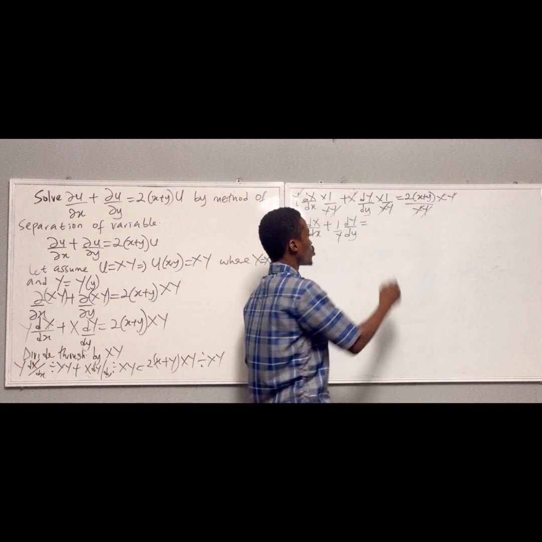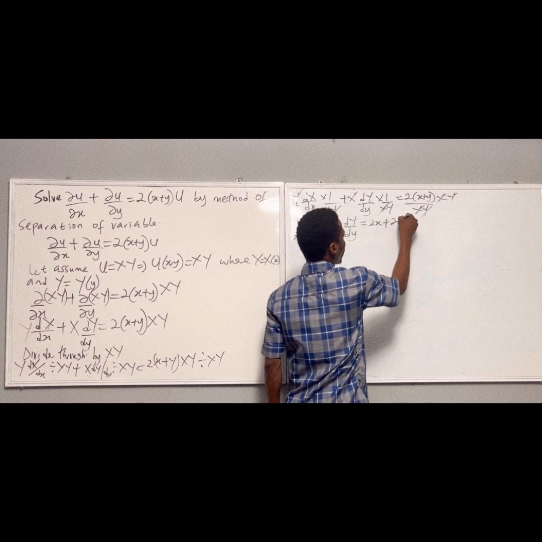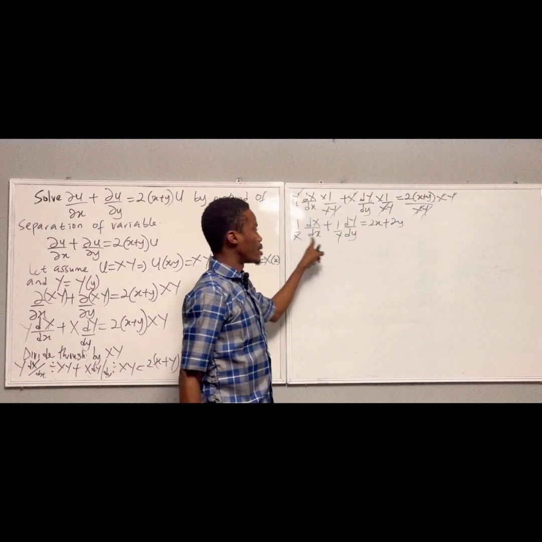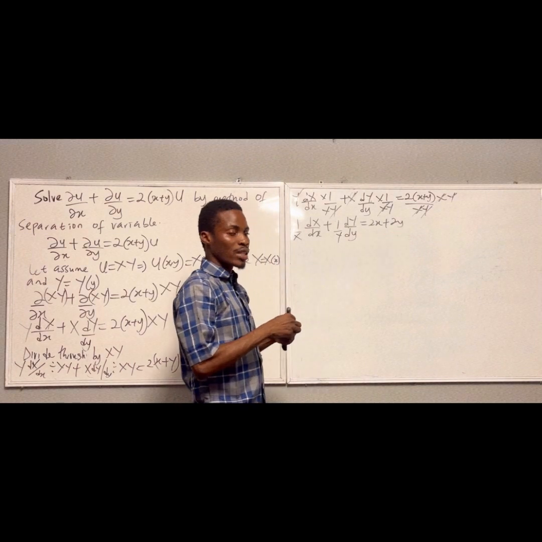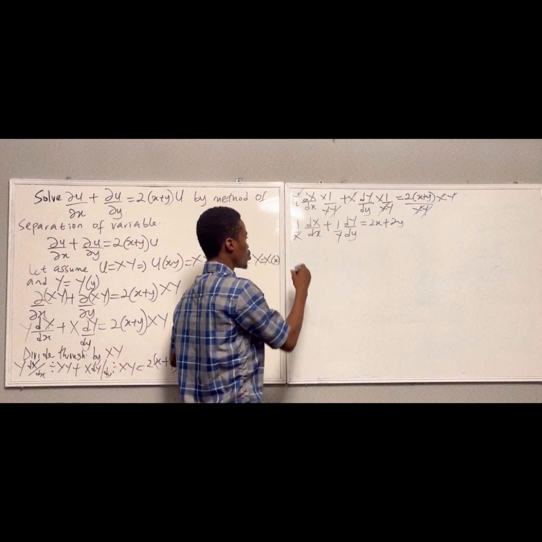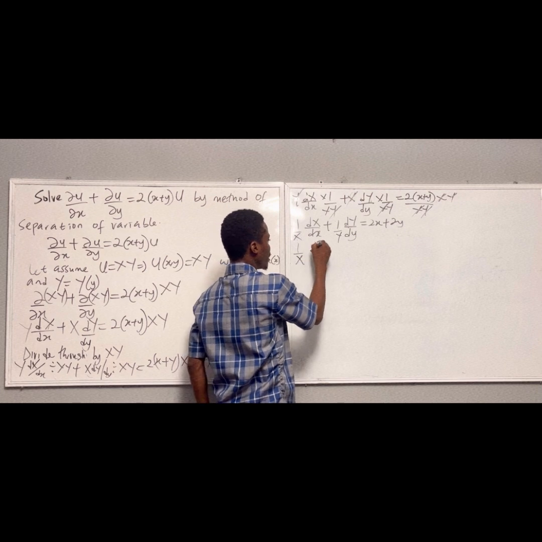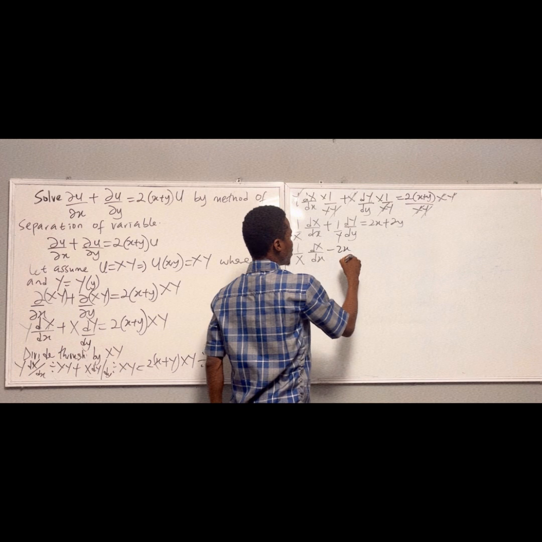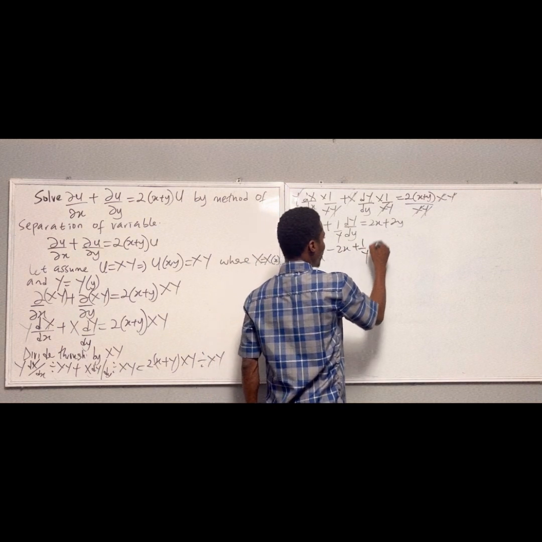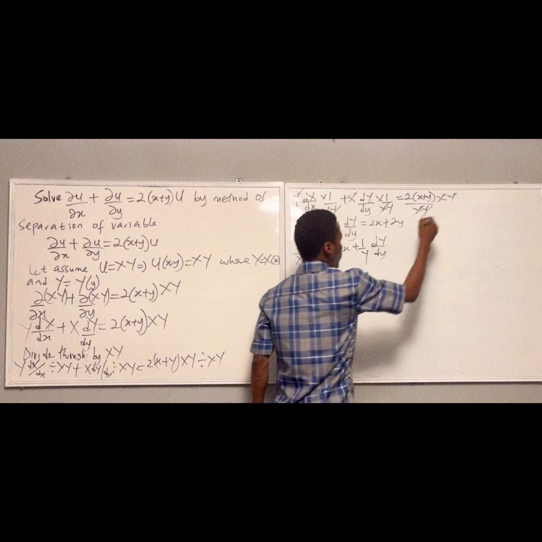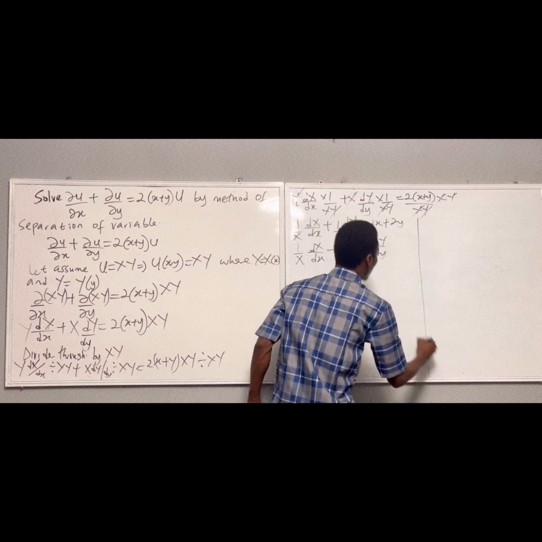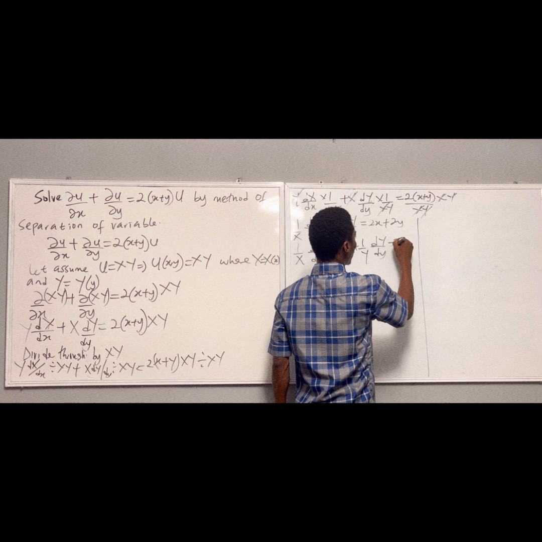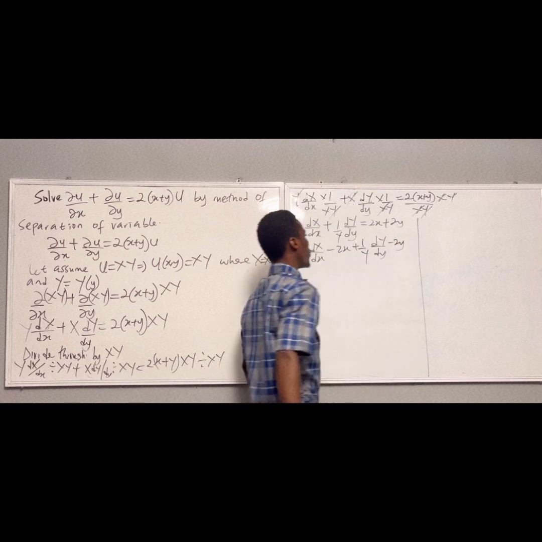If I open this bracket, I'm going to have 2x plus 2y. So in this one, I'm going to take 2x to here, then I'm going to take 2y to here. That is, x will take x, y will take y. So I'm going to have 1 over x dx all over dx, then minus 2x, and then plus 1 over y dy all over dy is equal to minus 2y.